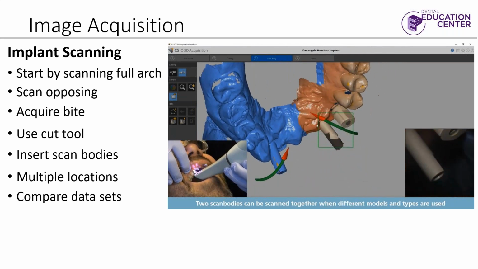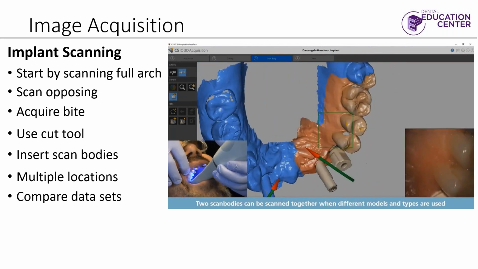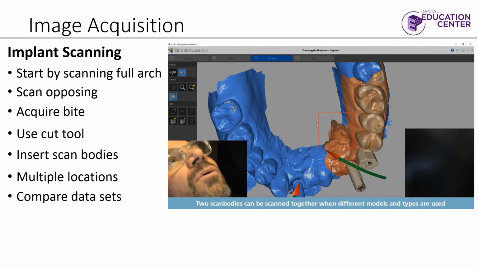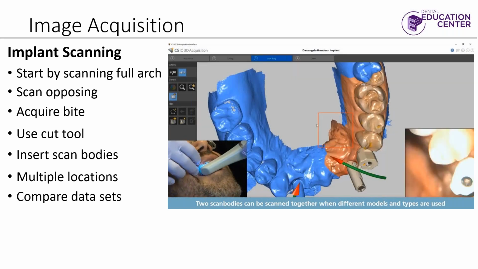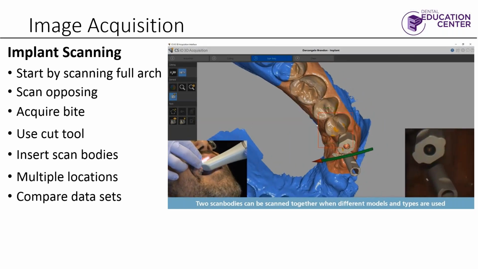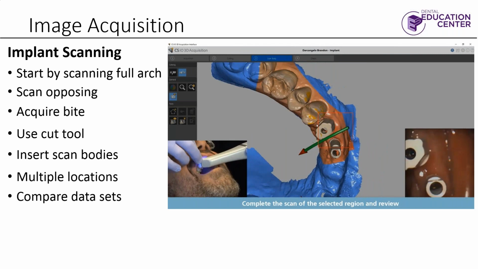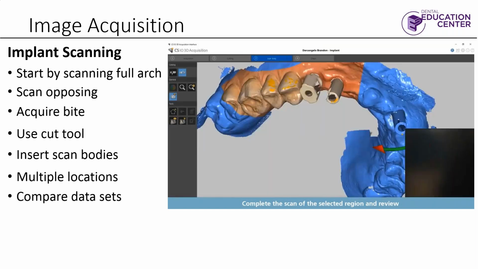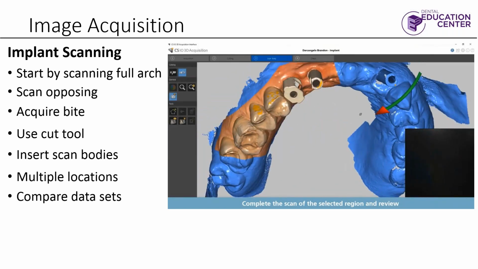I can just scan it, move the scan body, put it in the other location, then scan it, move it to the other location, scan it. It gives you that flexibility to not have 3 or 4 different scan bodies for every single size, for every single manufacturer you use.